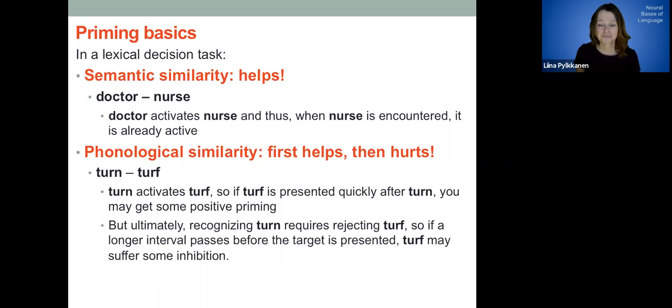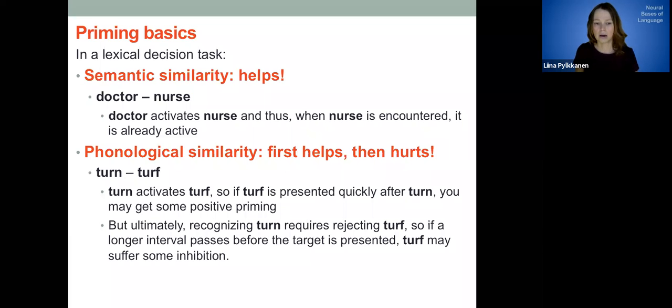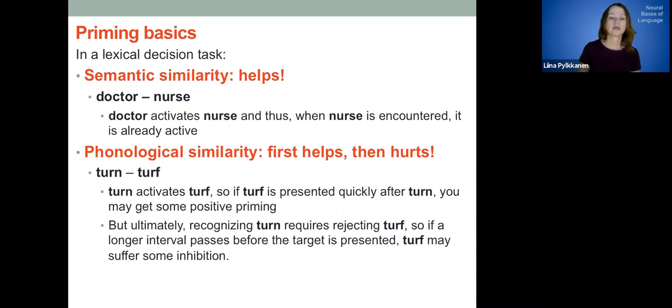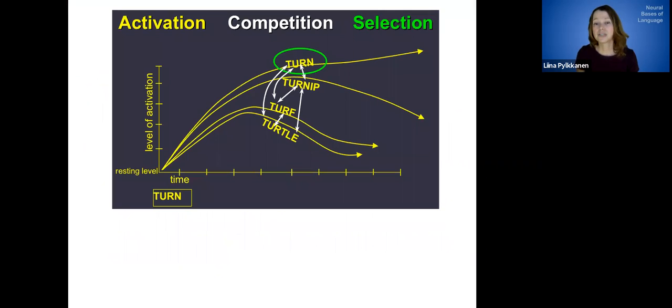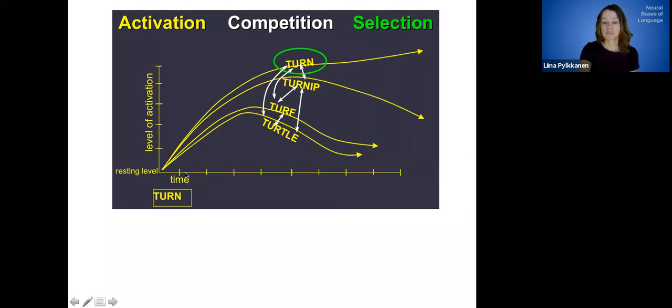So let me give you a picture for this. Ultimately, recognizing turn requires rejecting turf. So if a longer interval passes before the target is presented, then turf might actually elicit some inhibition. Here's a picture of lexical activation, or the subcomponents of lexical access that most people would more or less agree on. Of course, there are lots of different theories that differ in the details, but what I'm showing here is a timeline.